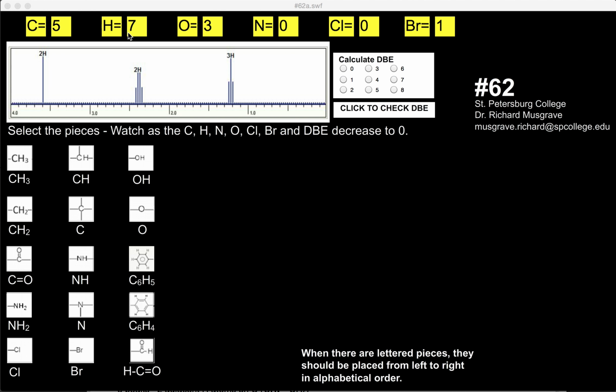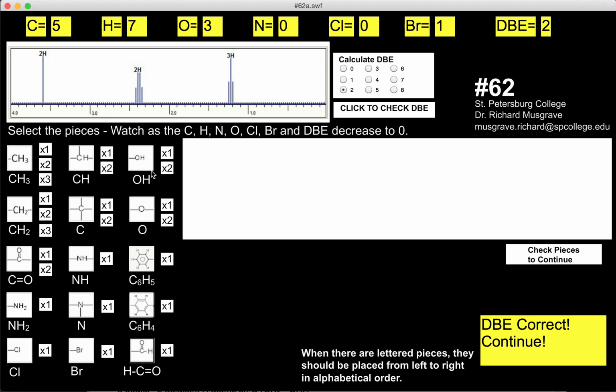This one is C5H7O3Br, and it has two double bond equivalents. We have a CH2 and a CH2, so that's two CH2 groups, and we have a CH3 group over here. What's left over? We've got two C's, three O's, a bromine, and two double bond equivalents.